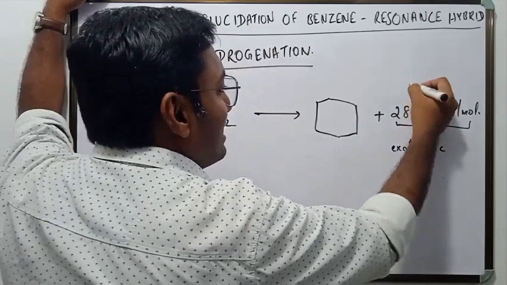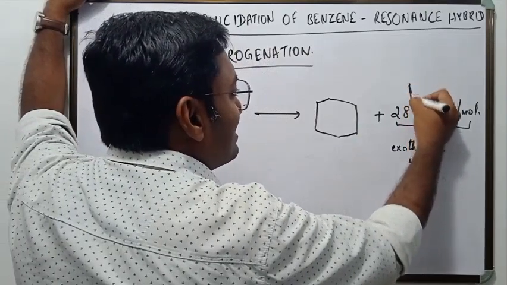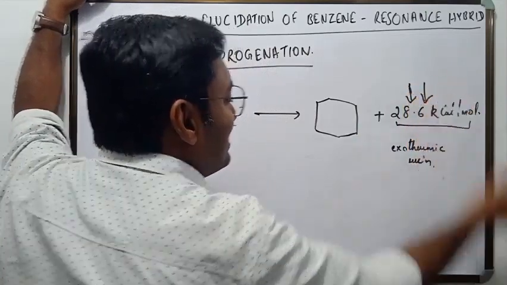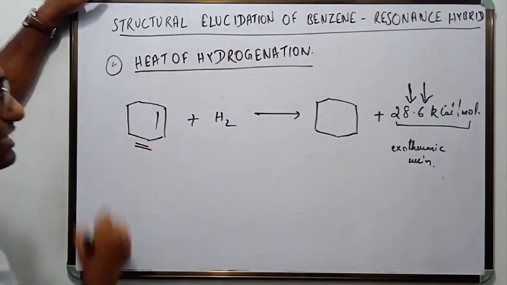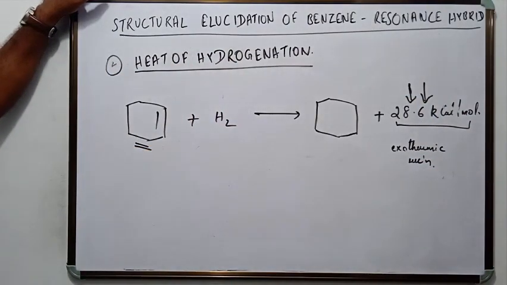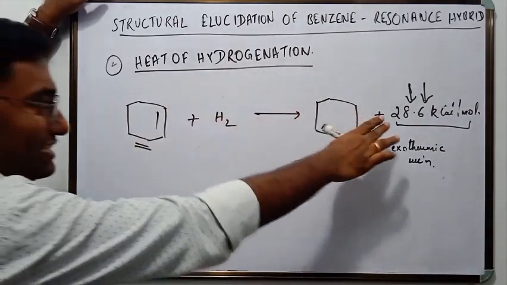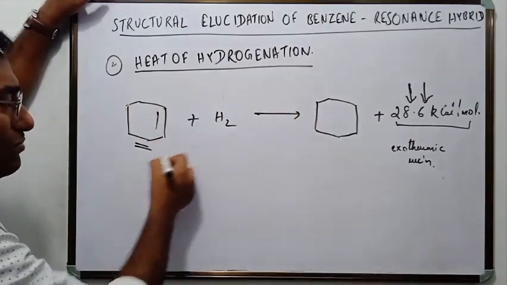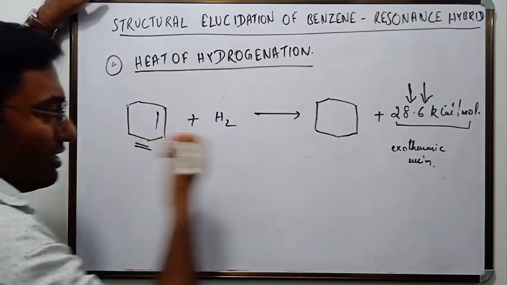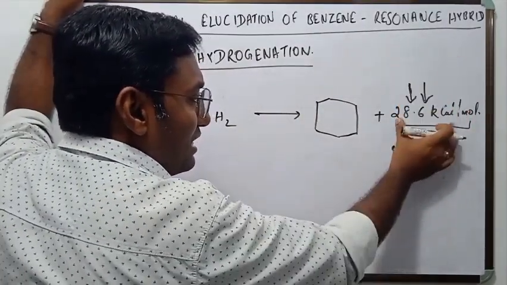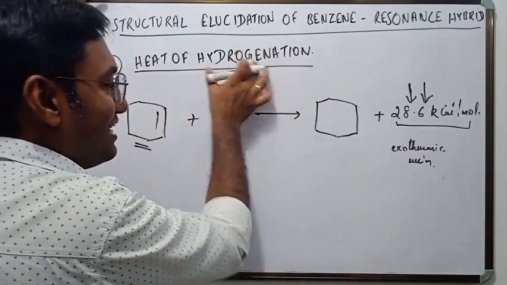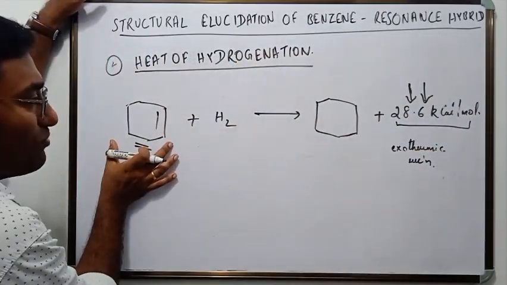Now this energy is an indicator of how stable the starting product is. The more the energy released here, the more the heat of hydrogenation, the less stable the starting product is.